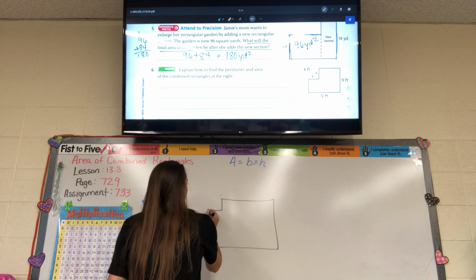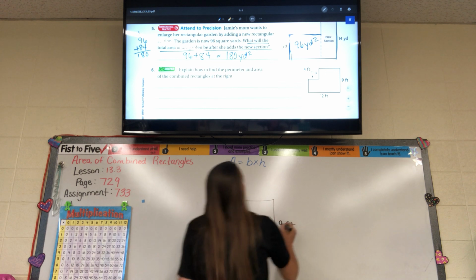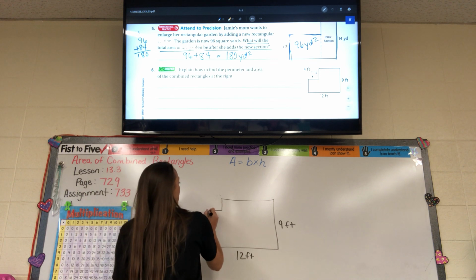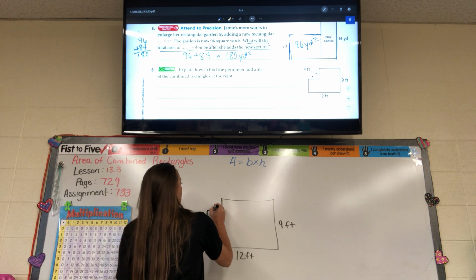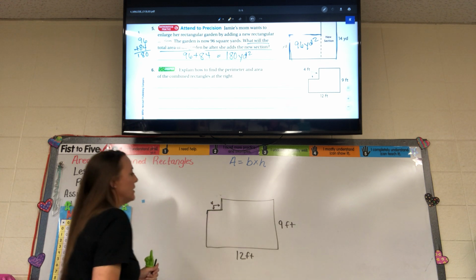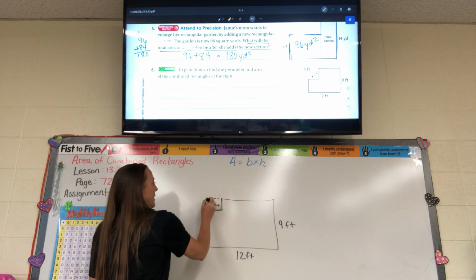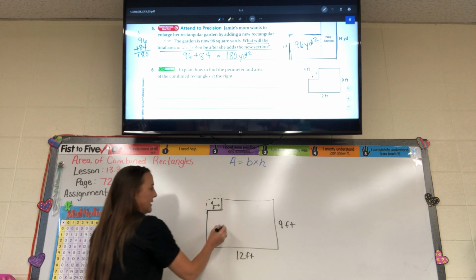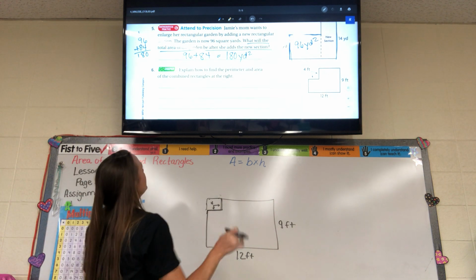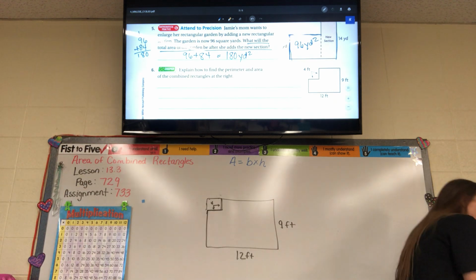Okay, so over here we have 9 feet, and then we have 12 feet here, and then we have 4 foot here, and here is also 4 feet, okay? So what I'm going to do on this one is find the area of 12 times 9, and then find the area of this little section and take it away. So explain how to find the perimeter and the area of the combined rectangles. So we'll do area first.